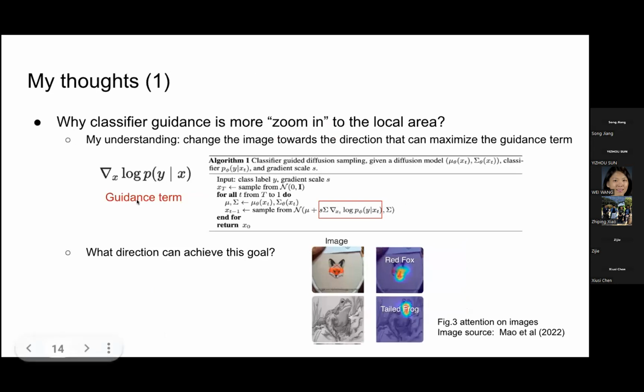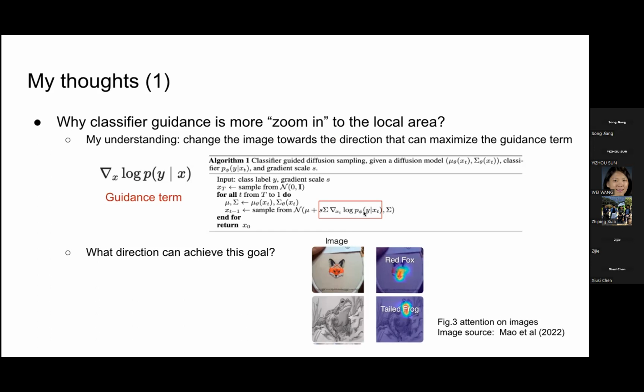Let's look at the guidance term. Without this guidance term, we basically do the sampling from the standard Gaussian distribution for one step. But with this guidance term, which is a gradient term, we are changing the image, because this is a gradient with respect to the image. We are trying to change the image towards the direction that maximizes this guidance term, and this guidance term, again, is a classifier.